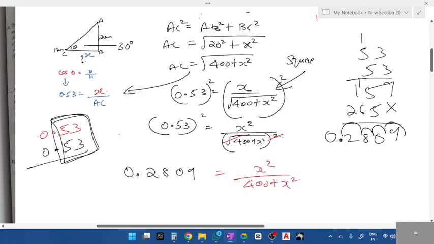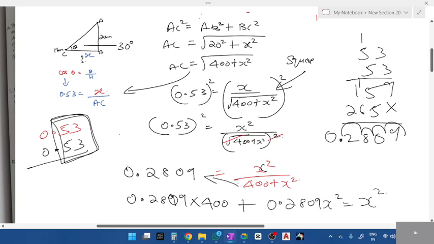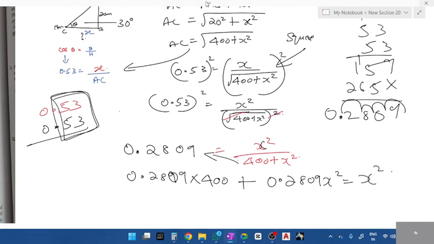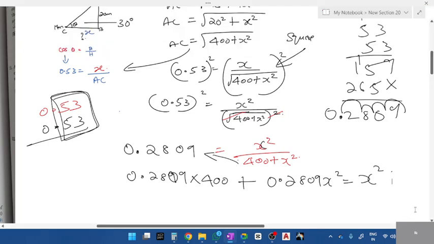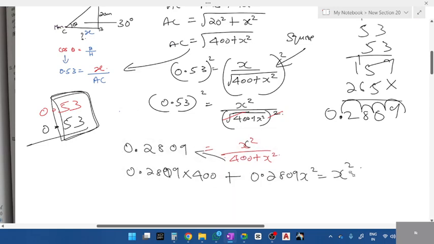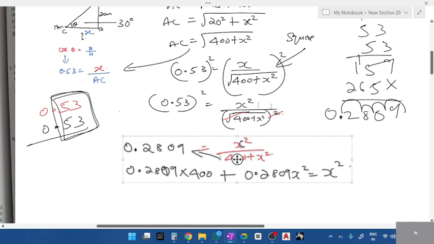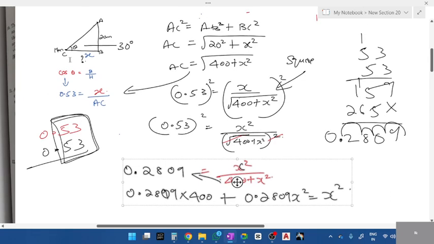Next, the denominator. You can't reduce anything. Cross multiply this. If you cross multiply, what do you get? 0.2809 into 400 plus 0.2809 x square is equals to x square. So which two are like terms here? Cos is given. We can use even tan theta, but 0.53 you can't convert into tan.